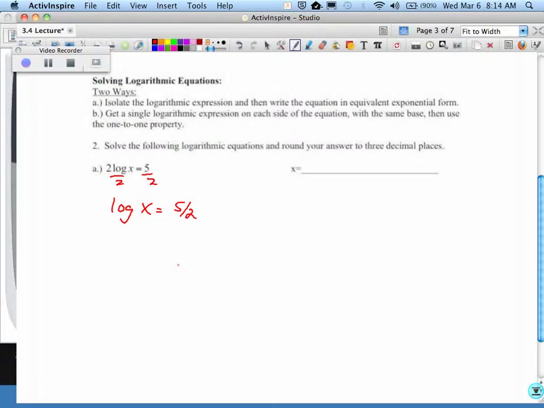A lot of times in logarithm problems, if the base is not there, I like to write it in, because then what do you do when you go to write it in exponential form? Your log base is 10, your exponential base will be 10. Logarithms are always equal to the exponent, so 5 halves is my exponent. There's only one spot to put x. We're done. x is 10 to the 5 halves, or 2.5 power, which is approximately 316.227. Good enough.